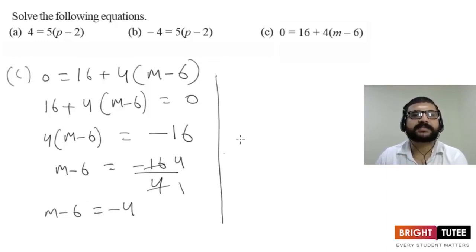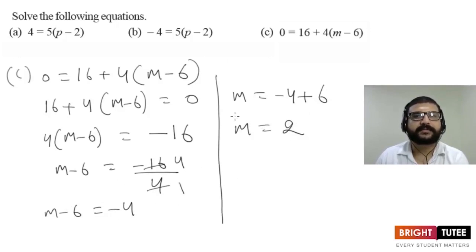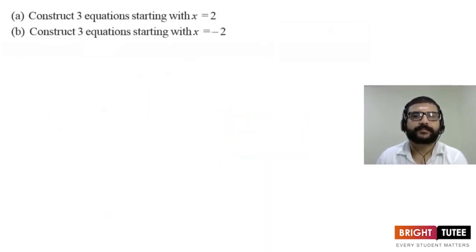Now let's transpose this minus 6 here. So this will give us m is equal to minus 4 plus 6. 6 was a negative number here. So after transposing, it will become a positive number. Subtraction is changed into addition. Now from here we will get m is equal to 2. Therefore the final answer we are getting is m is equal to 2.